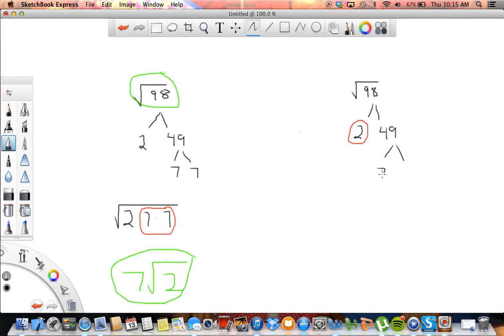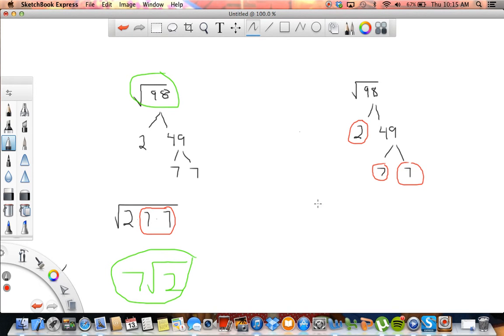And this one gives me 7 and 7. And again, I'm going to circle my prime numbers. Every time I get a prime number, I'm going to circle it. That way I know that that stem of the tree is done. And when I don't have any more stems to figure out, I know that I'm at the bottom. I'm done. I can't go any farther.